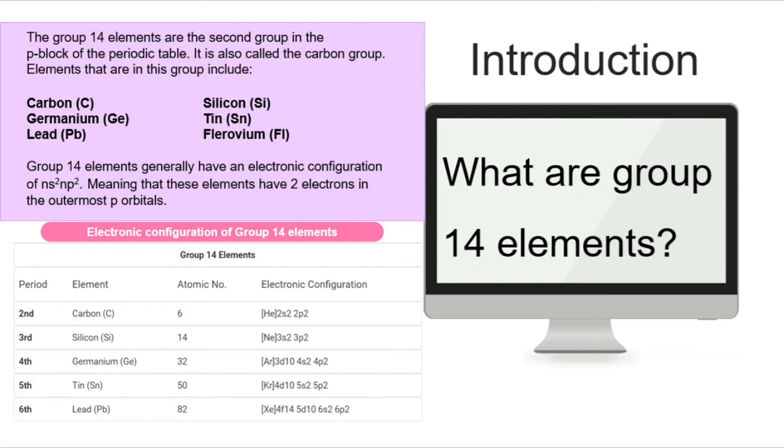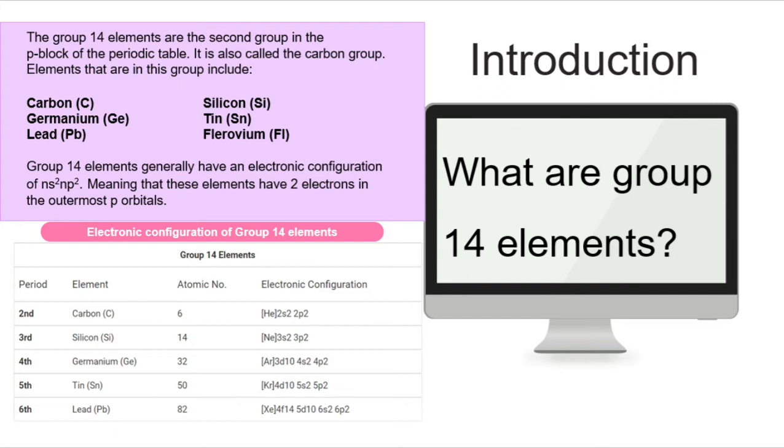The group 14 elements are the second group in the P block of the periodic table. It is also called the carbon group. Elements that are in this group include carbon, germanium, lead, silicon, tin, and flerovium.